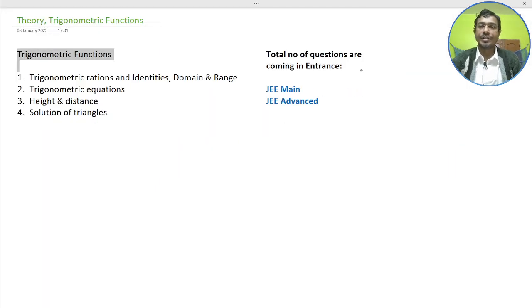So in our JEE Main and Advanced Mathematics session, in our previous lecture we had discussed the inverse trigonometric functions from class 12, and today we'll discuss the trigonometric functions from class 11. Today we'll cover trigonometric relations and identities, domain and range, trigonometric equations, height and distance, and solution of triangles. In JEE Main 2 or 3 questions, and in Advanced 2 questions come from this chapter, the trigonometric functions.